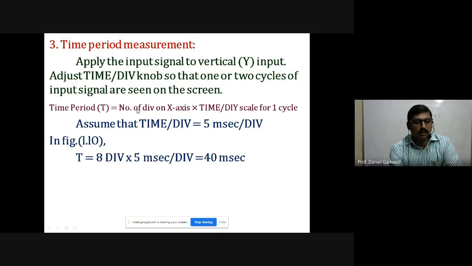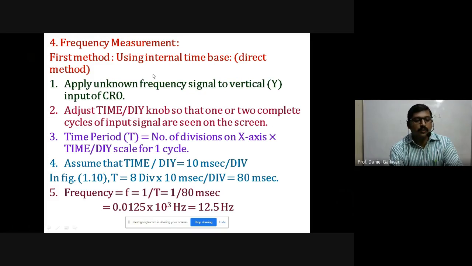Now similarly we have another application, the frequency measurement. Check carefully, we have two methods for frequency measurement using the internal time base, that is called the direct method. In that method we have the following points, check carefully. Apply the unknown frequency signal to the vertical Y input of the CRO.